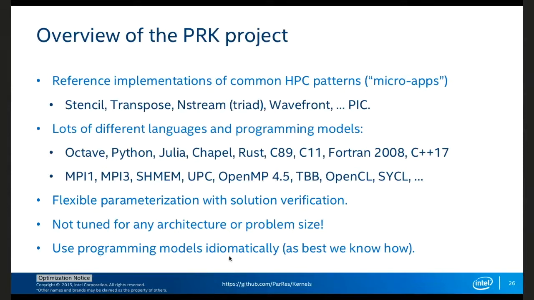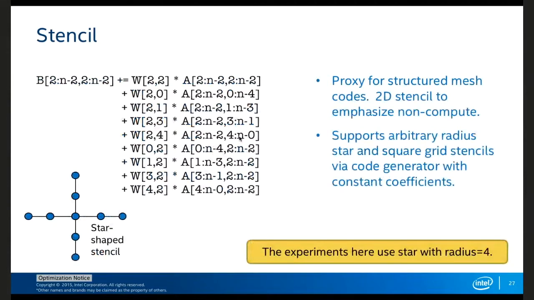And the other part is we try to use things idiomatically, meaning the right way to write OpenMP or the right way to write TBB, as opposed to what's popular, which could be wrong, as is often the case with OpenMP. So this is the Python implementation, which is the pseudocode for how we implement this. The stencils are quite simple. This is 2D. The reason it's 2D is because it makes it slightly simpler to write, and it emphasizes non-compute.